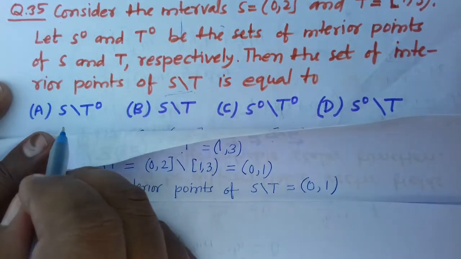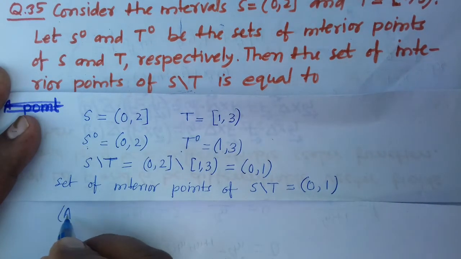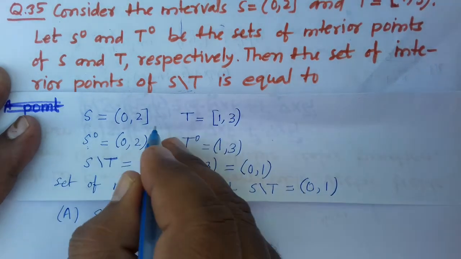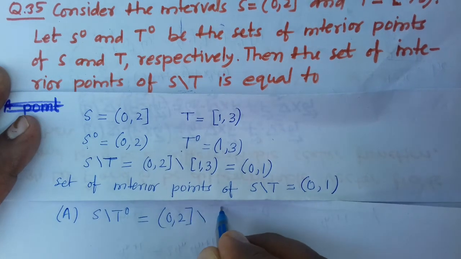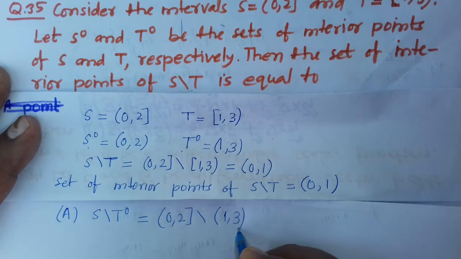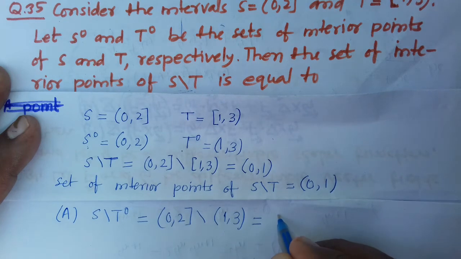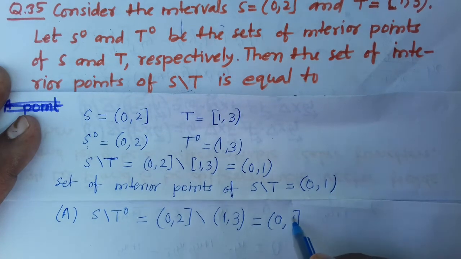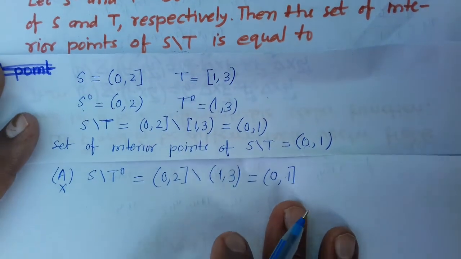Now we go here. In the first option you see S oblique T degree. So for A we do S oblique T degree. S is, you see here, 0 to 2. Oblique T degree is 1 to 3. If you find this, it will be 0 to 1, and 1 will be included, but you see that these two intervals are not equal. So A is our wrong option.